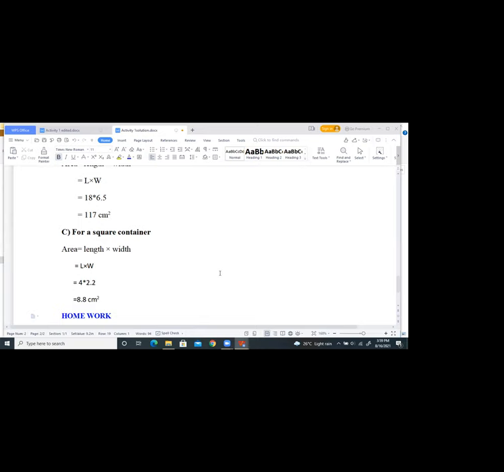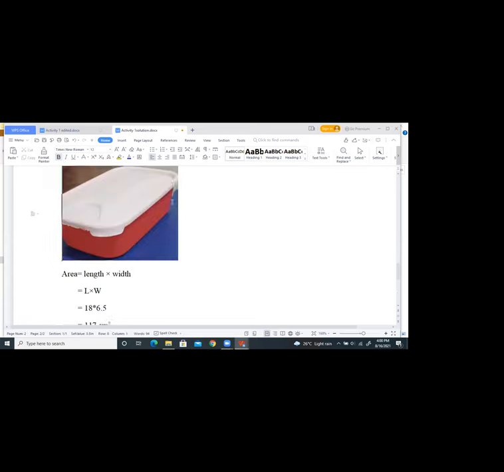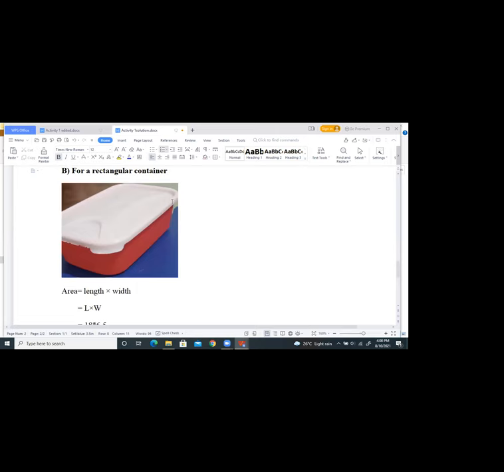That one shows you that the square has equal sides, okay? So if you're finding the area, then we know that the area is length times the width. So you get the length of that square, and then you get the width of that square, and you multiply them to get the area. Like here, because we know that the rectangle and the square have the same formula for finding area, you measure the length and the width of that container, and then you find the area. Is it okay?